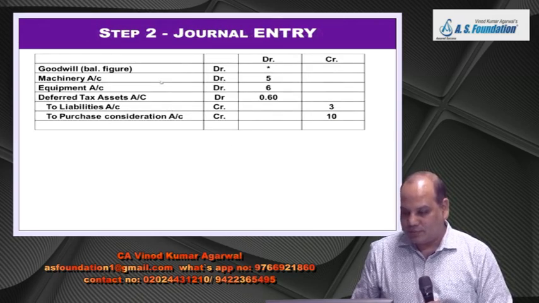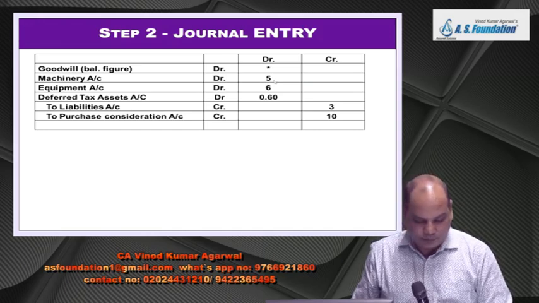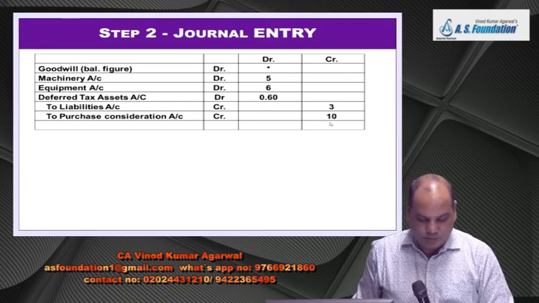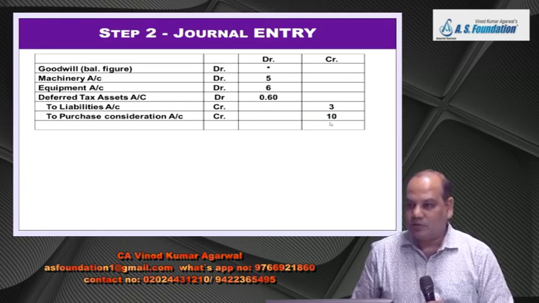Journal entries. Goodwill account debit balancing figure. Machinery account debit fair value 5, equipment account debit fair value 6, DTA debit 0.60, to liabilities 3, to consideration 10. Anybody for goodwill balancing figure? 1.4.